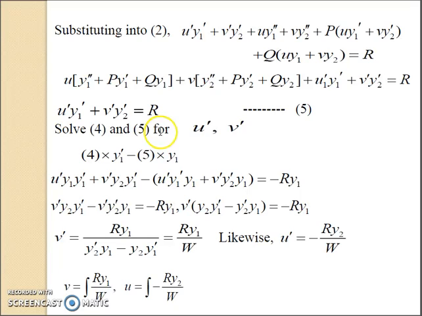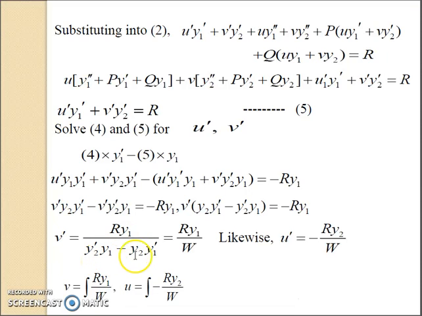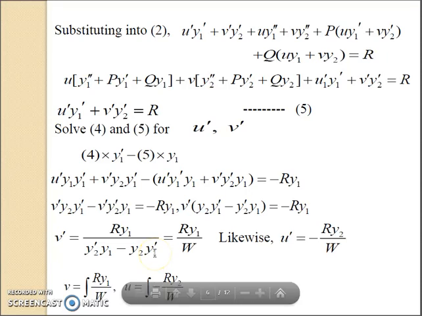Solving 4 and 5 for u dash and v dash, that is, multiplying equation number 4 by y1 dash and subtracting equation number 5 multiplied by y1, on simplifying we get v dash is equal to r y1 upon (y2 dash y1 minus y2 y1 dash), and we call this denominator W. Likewise, u dash is obtained as minus r y2 upon W.